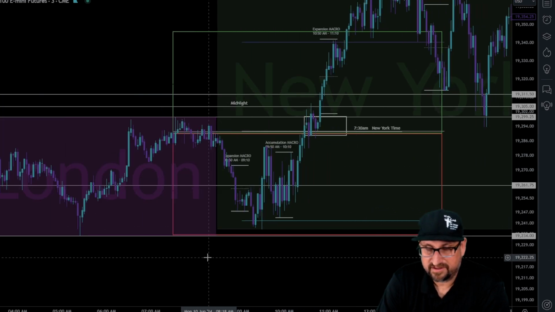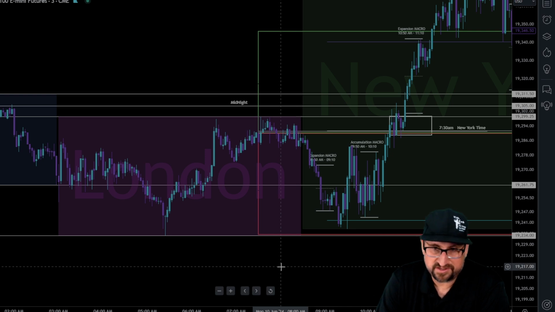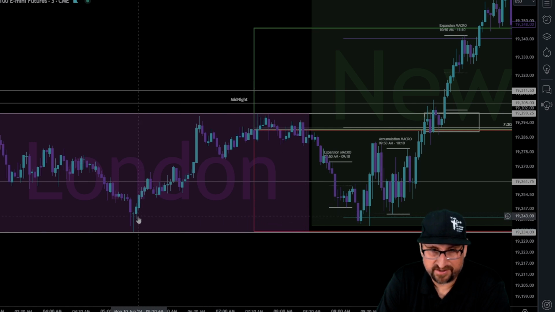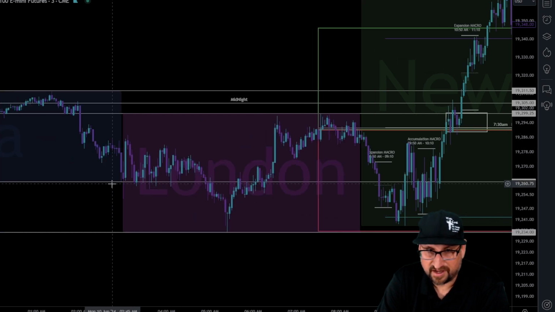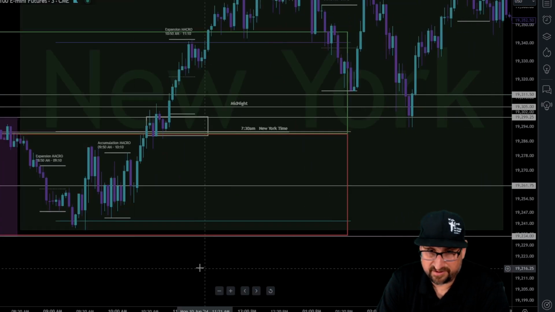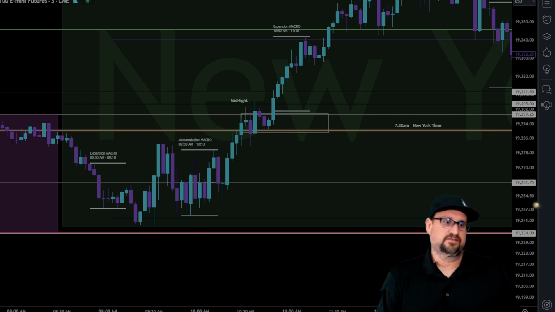Now, remember that ICT himself said, wicks do the damage, bodies tell the story of the candles. So what do we have here? We have the London low in all three of these wicks. What do these candle bodies do? They come down, they blast through those. So they swept this liquidity down here. They also swept Asia low. So now I would be looking to frame an actual long trade.